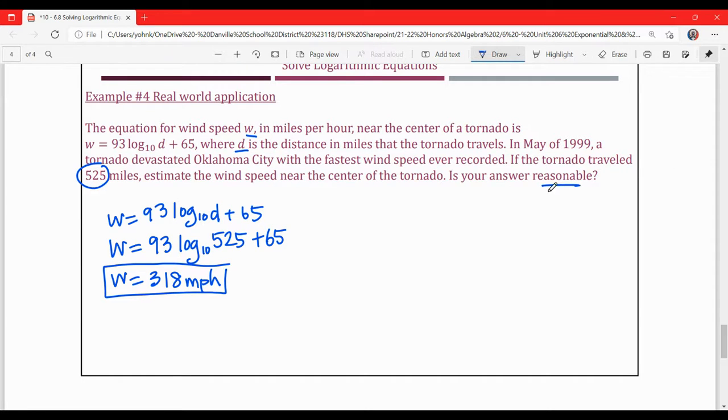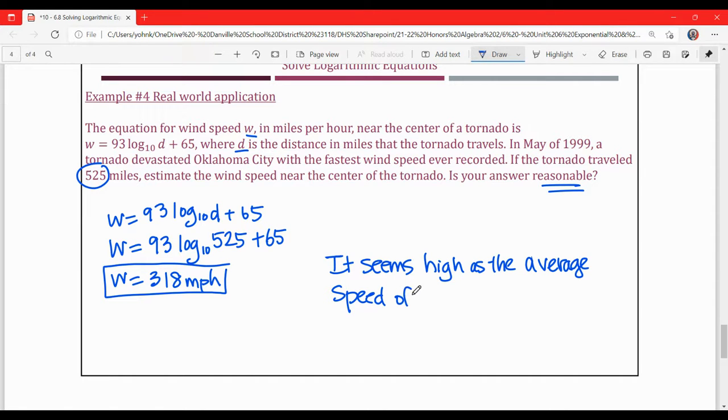Now, it wants to know if the answer is reasonable. So I did a little research. The average speed of a tornado is 100 miles per hour. So a 300 mile per hour wind is going to be a really big tornado. So we can say it seems high as the average speed of a tornado is 100 miles per hour. Seems high.